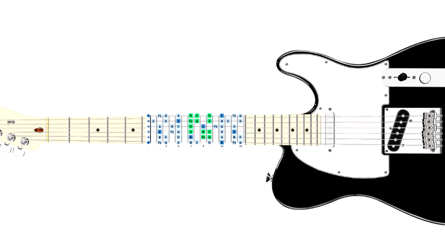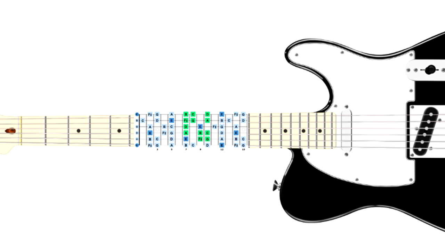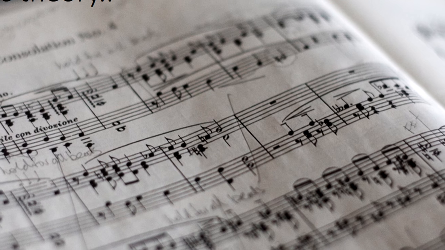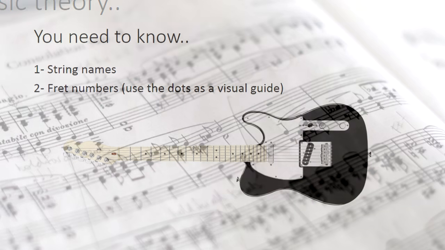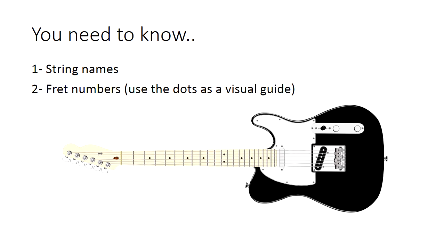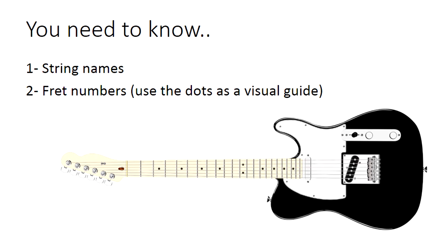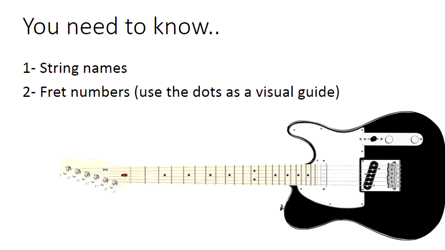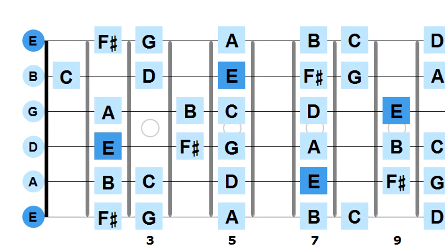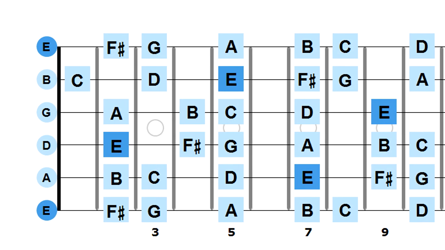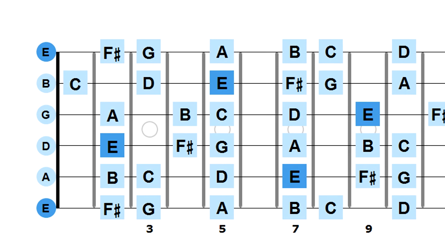You don't need a lot of music theory to be able to use scale diagrams, but of course it could be a very useful tool as you progress. You need to know the following if you want to use scale diagrams effectively: string names, or the name of the notes on open strings, and fret numbers. String names in standard tuning are from bottom to top: E, A, D, G, B, E.